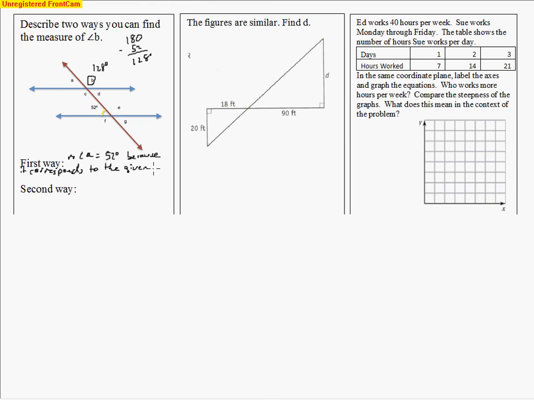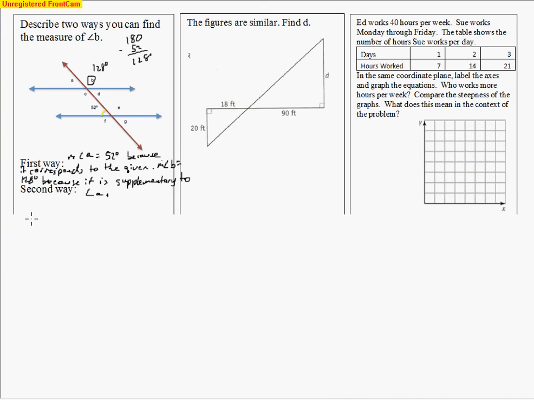And then I can say the measure of angle B equals 128 degrees because it is supplementary to angle A. So that is one way. Now a second way would be this.